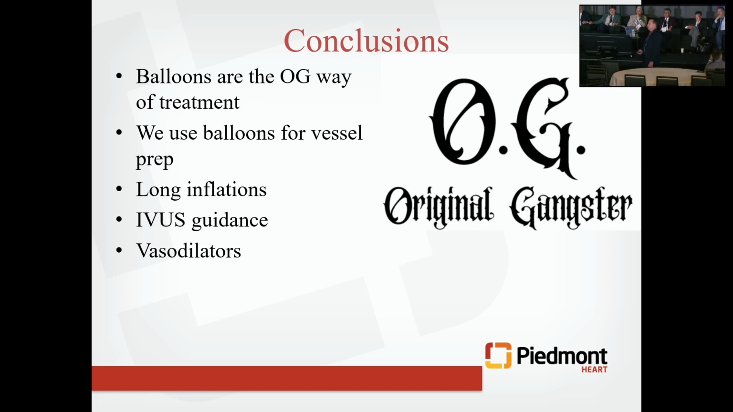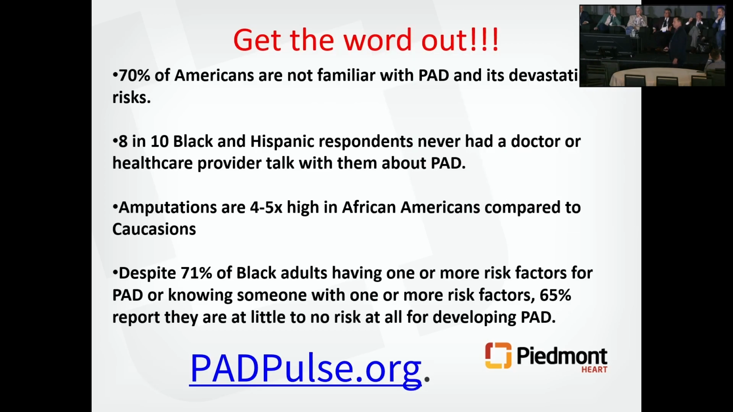And so I think balloons are the OG of this treatment, right? I don't know if I would have done this back in the old days of using 20 millimeter coronary balloons up and down the whole SFA or whatever they were doing back then. We use balloons for vessel prep. I think the key for this is really using long inflations. I do 2-3 minute inflations at a time, really using IVUS guidance, and then I jump in a whole bunch of vasodilators. And I think it's important because if you do that, you're going to get better pictures, you're going to get good IVUS guidance one-to-one in terms of getting a good balloon size, and hopefully at the end of the day, you're going to get a good result.